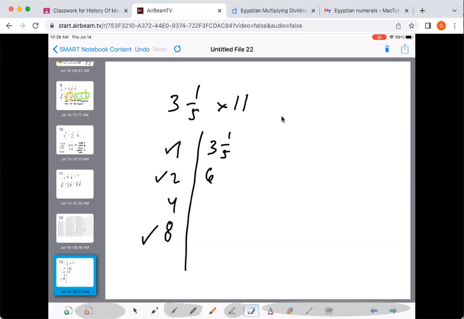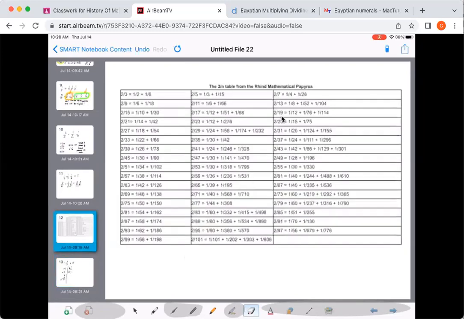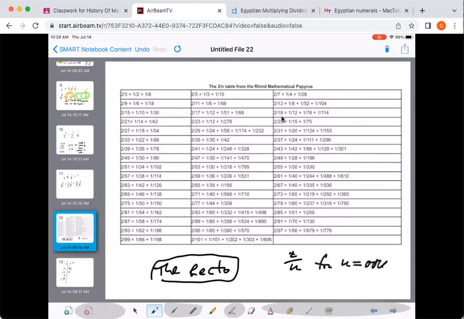And that's where we get the recto in the Rhind Papyrus. It starts before they get into the 85 questions. They have a reference table that's called the recto. I don't know what it means exactly, but what the recto is, is a unit fraction decomposition for 2 over n for n equals odd. We don't need 2 over n for n is even, because like 2/6 can get reduced to 1/3. But when n is odd, we need to know how to decompose it.